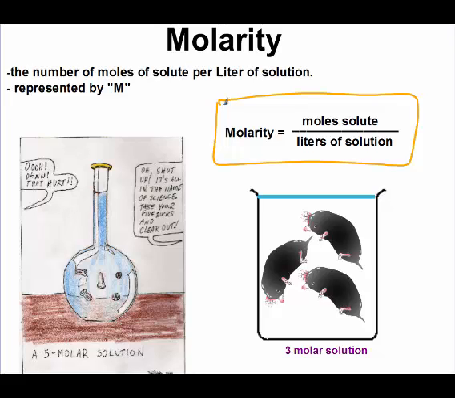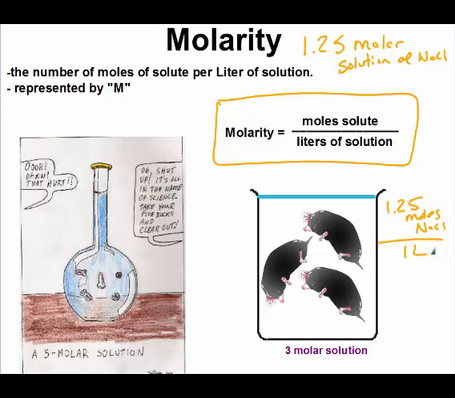Sometimes they'll say that you have a 1.25 molar solution. So let's say we had a 1.25 molar solution of sodium chloride. What that means is I have 1.25 moles of sodium chloride for every 1 liter of solution.